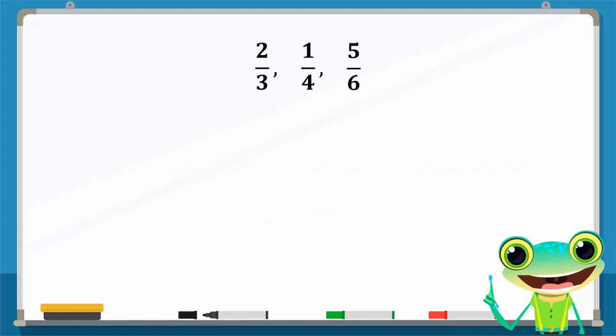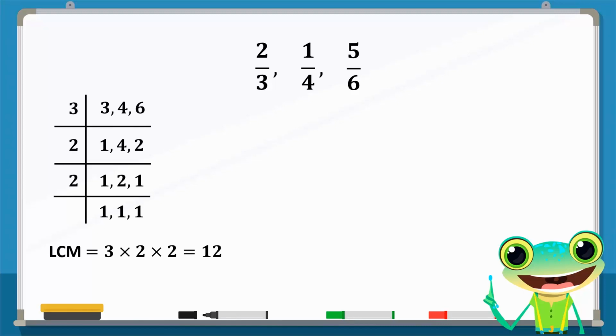How do we compare multiple rational numbers such as the ones shown here? Since they all have different denominators, we will first take the LCM of 3, 4, and 6, which comes out to be 12. The three rational numbers are then expressed as shown.